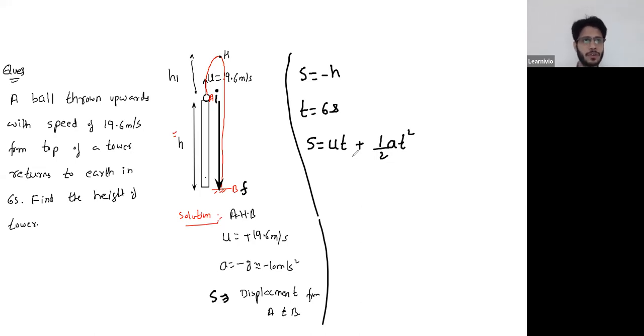Fatma, Fareen, Sharif, Farhana, just do these calculations. Substitute value of u, which is 19.6. Put value of t, which is 6. Put a, which is minus 10. And s, which is minus h. Try to calculate h. This time I'm expecting answers from all in chat, all 5.